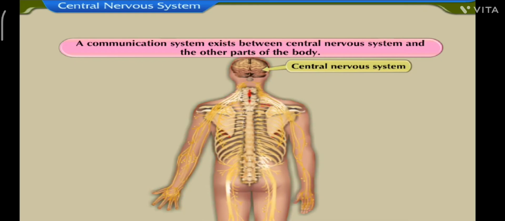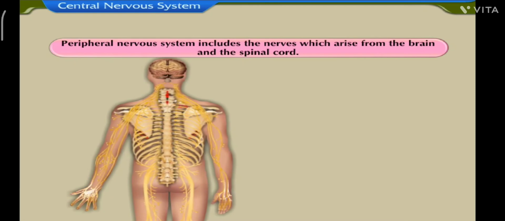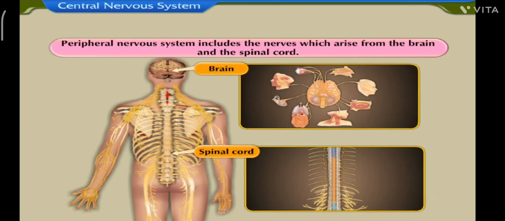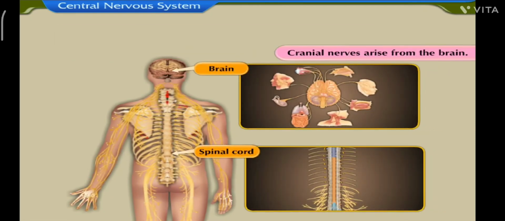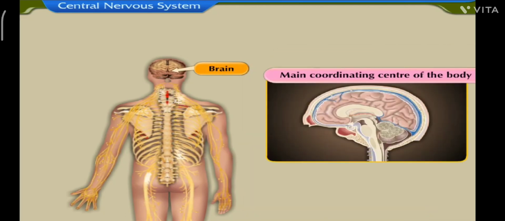A communication system exists between the central nervous system and the other parts of the body. This system is known as the peripheral nervous system or PNS. Peripheral nervous system includes the nerves which arise from the brain and the spinal cord. The cranial nerves arise from the brain and the spinal nerves arise from the spinal cord. The brain is the main coordinating center of the body. Let us now study the structure and functions of the brain.